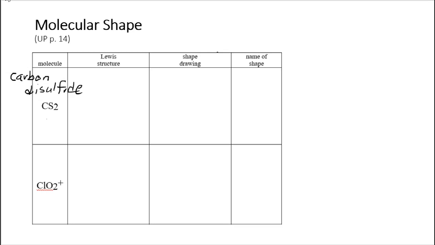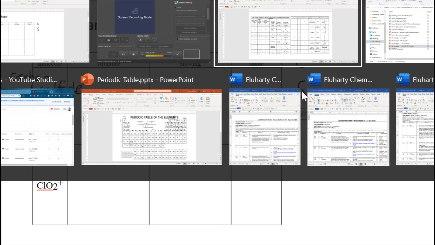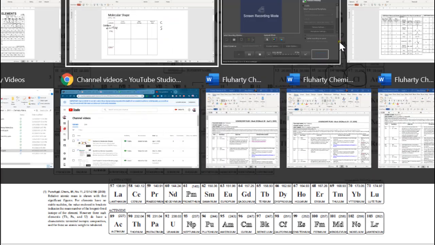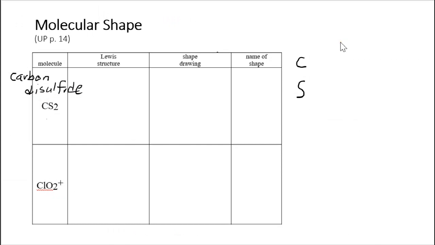As you recall, we're going to find the number of valence electrons that each of these atoms brings to the molecule. So we have carbon and we have sulfur. Let's look at the periodic table. Carbon is in column 14, sulfur is in column 16. So carbon: 14 minus 10 is 4. Sulfur: 16 minus 10 is 6, but there's two of them. 6 times 2 is 12, plus 4 is 16.